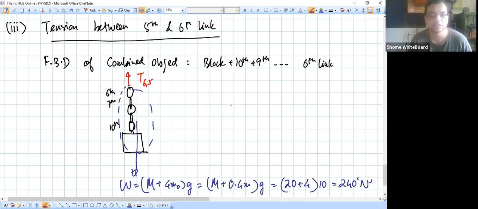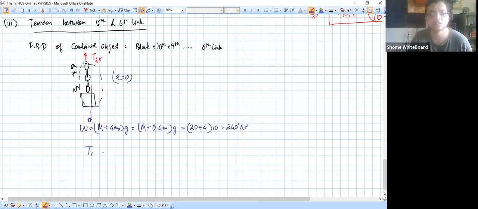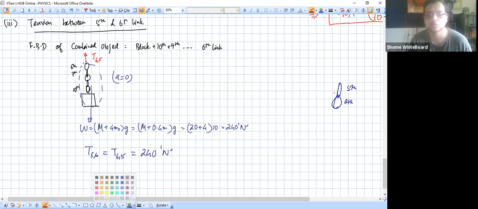Okay, so that is why the answer for the third part, the tension between the fifth and sixth, will be equal to 240 newtons. Okay, so this system's acceleration is 0. So that is what will now show me that the tension between the fifth and sixth, magnitude wise they are equal, and that is equal to 240 newtons. Okay, so if this is the fifth link and this is the sixth link below, so this is pulling this down, this is pulling this up.